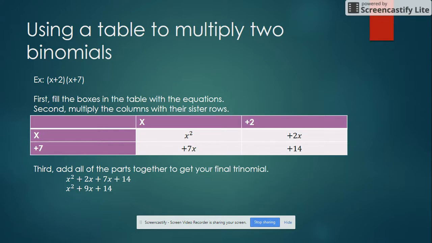We then want to add all of our parts together of x squared plus 2x plus 7x plus 14. Then we want to add like terms. 2x plus 7x are like terms, which give us 9x. So our final answer is x squared plus 9x plus 14.